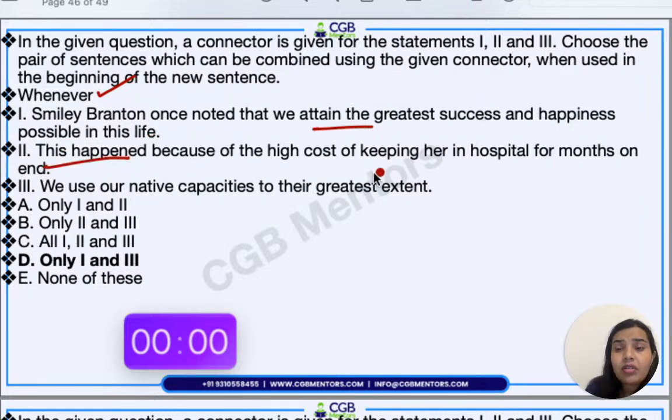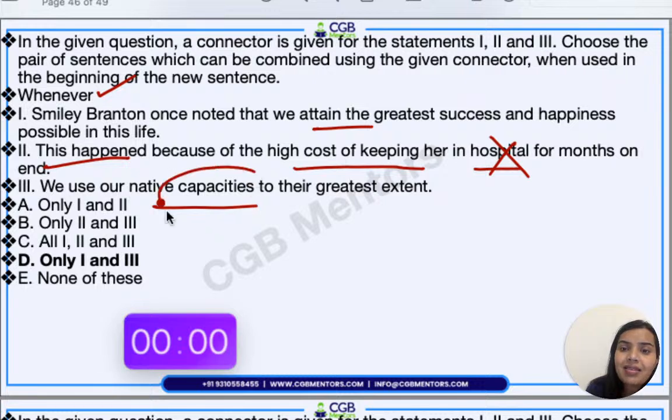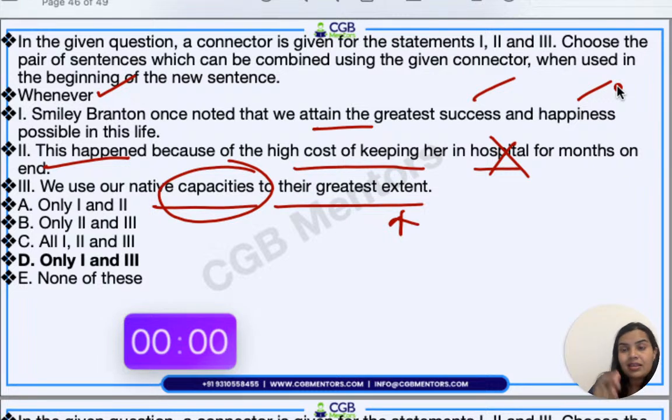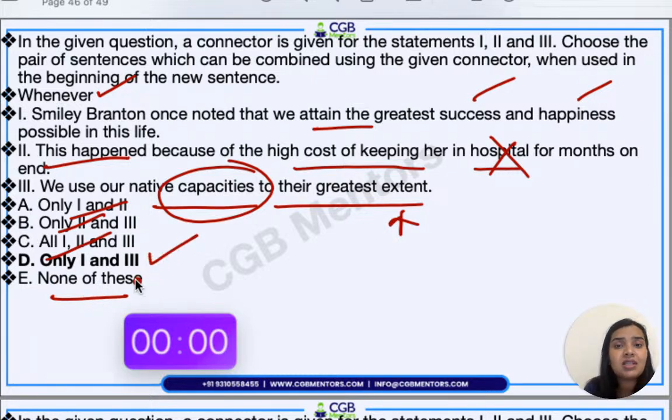This happened because of high cost of keeping her in hospital. Hospital का लेना देना क्या है? Very odd. Cannot be as of now something that could relate to first or the third one. We use our native capacities to their greatest extent. Our capacities, success, happiness, same kind of thing related to life and the possibilities. So, definitely, second is irrelevant. Everything that has second, I will simply rule them out. Now, none of these is also a valid option. So, you will have to check first and the third one.